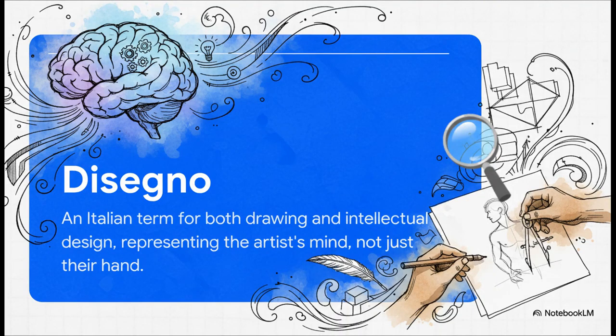And this whole performance was centered on this crucial concept called disegno. It's an Italian idea, and it's so important because it means both the physical act of drawing and the intellectual act of design. By focusing on disegno, artists were making a huge argument that their work came from the mind, from genius, not just from manual labor. They were thinkers, not just makers.